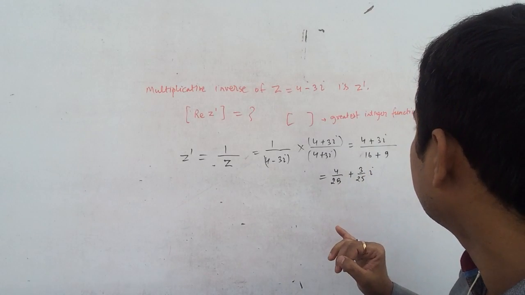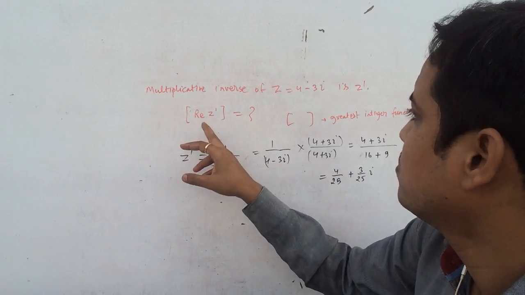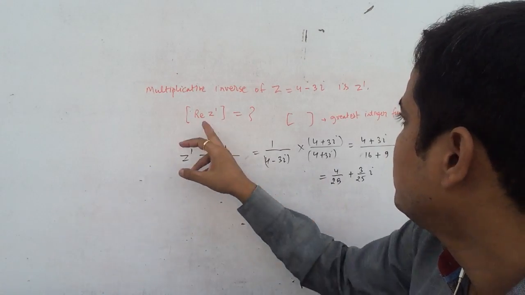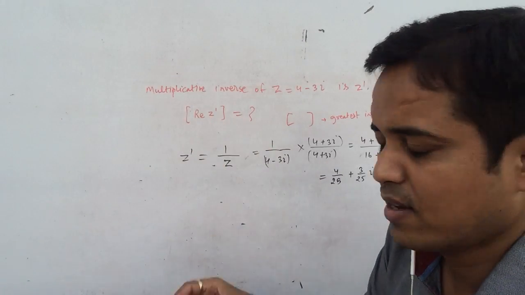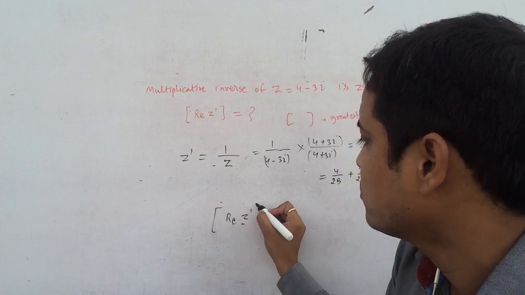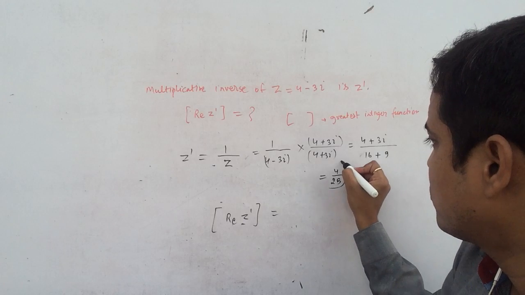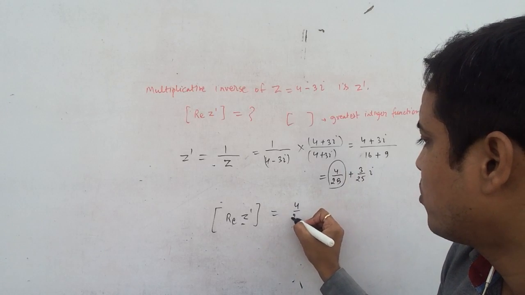Since we need to find the value of the real part of Z dash, what is the real part here? 4 upon 25. So we need the greatest integer function of 4 upon 25.